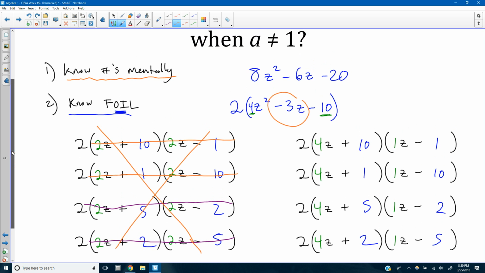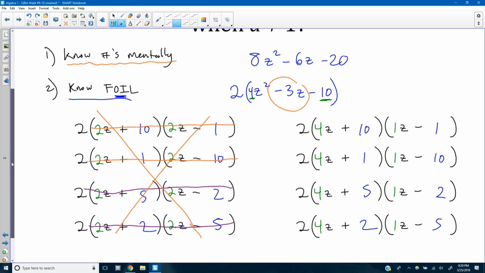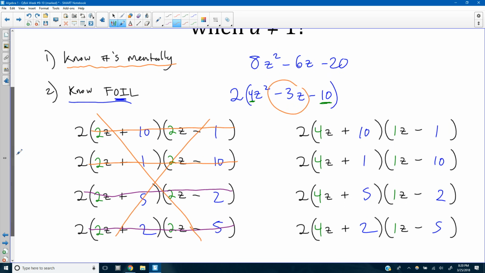It's great, right? I halved my numbers here. So there are those ones. Okay, so now let's try these ones here. 4z times negative, that's negative 4z plus 10z, which gives you 6z again. So that one doesn't seem to work.